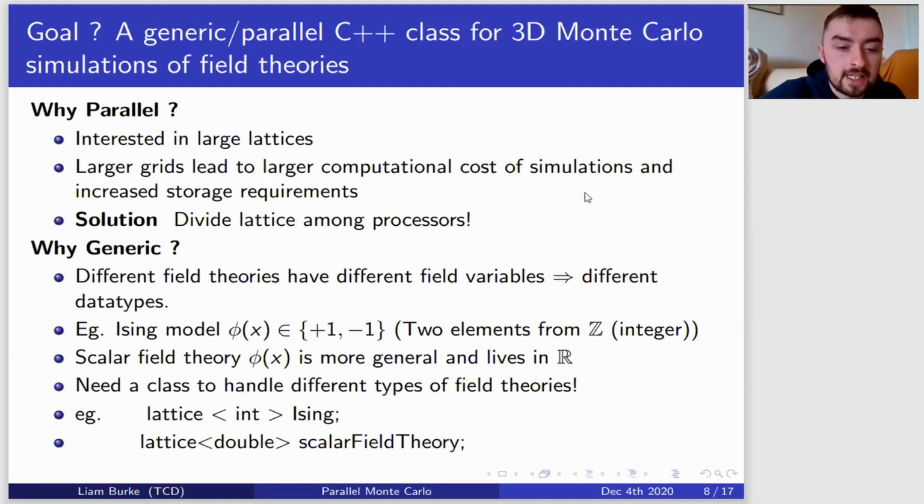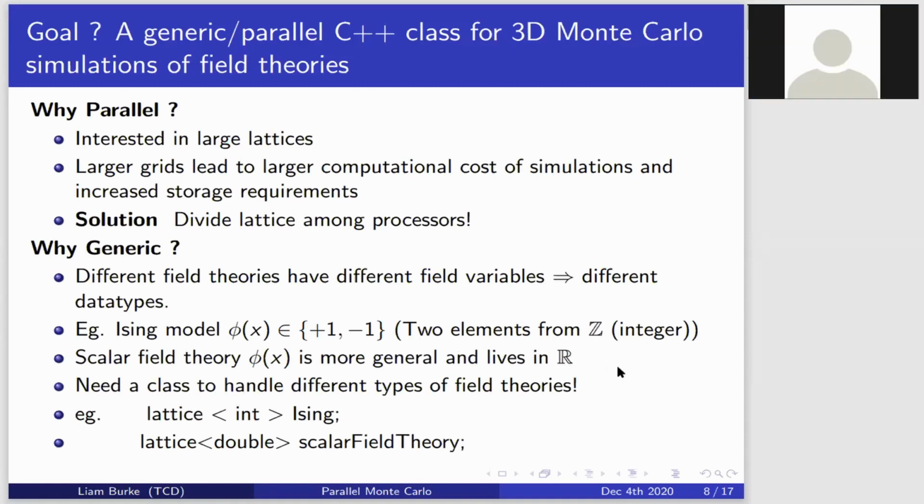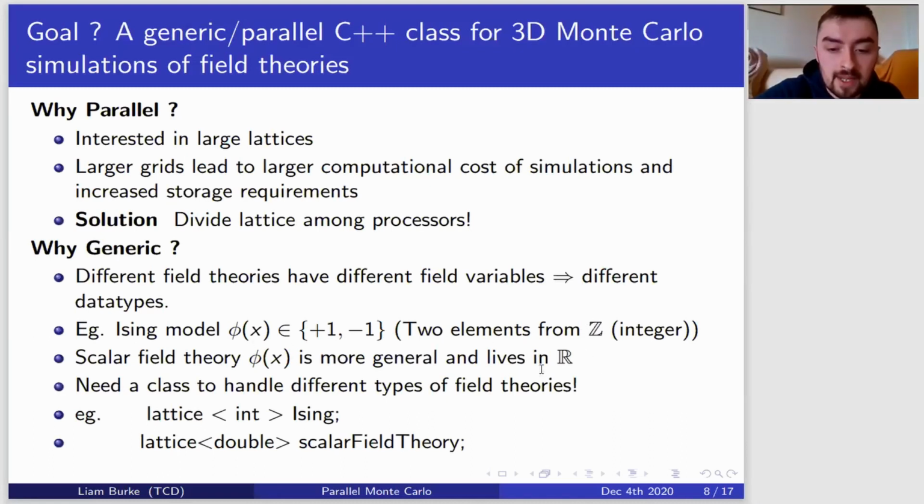So why would we want a generic class to do something like this? Because typically we're interested in running simulations of different types of field theories, and different types of field theories have different physical properties which correspond to different field variables. So for example, for the field variables in the Ising model, we just had plus or minus ones to represent the different spins. But if we are running simulations of something like a scalar field theory, then we would require the field variable to be more general, and it could take any real value within an interval. And so we would have to use double data precision for something like that.